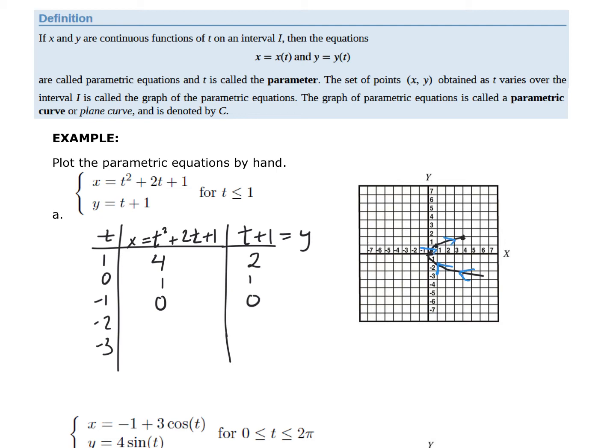So when we're doing parametric curves, not only do we want to graph what it looks like on the xy plane, we also want to note how, if you will, the bug is moving along that curve. So these graphs will have directionality.